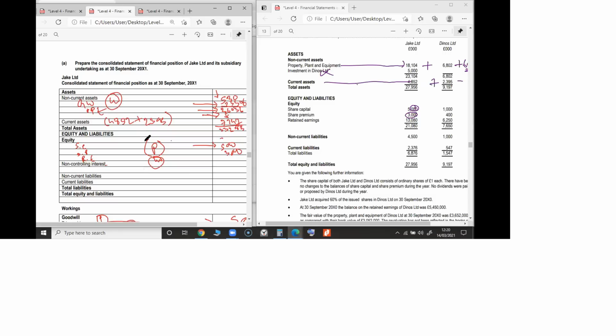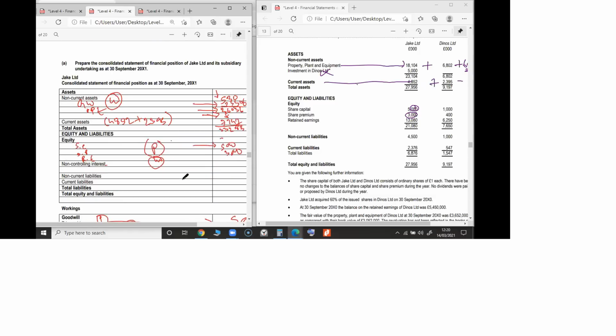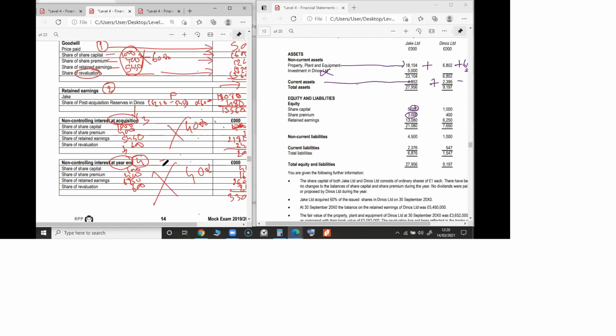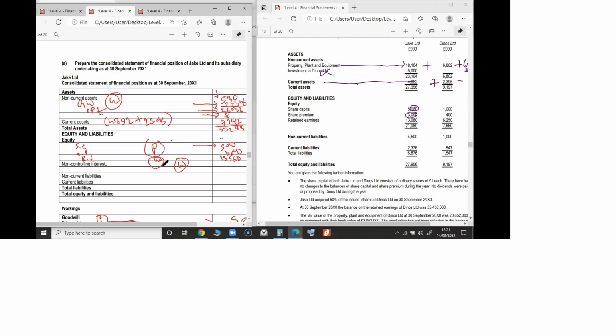Retained earnings. How much was the retained earnings? Can someone give me the figure? We have worked it out at the bottom. Where about? Oh, there we go. 13,560. Yeah. Thank you, Mary, Vivian. 13,560. And non-controlling interest we have worked out, but this is the post-acquisition, right? How much was that? Year-end. How much was that? Year-end is 3300. Thank you, Vivian, Mary, and everybody. 3300. I found it.